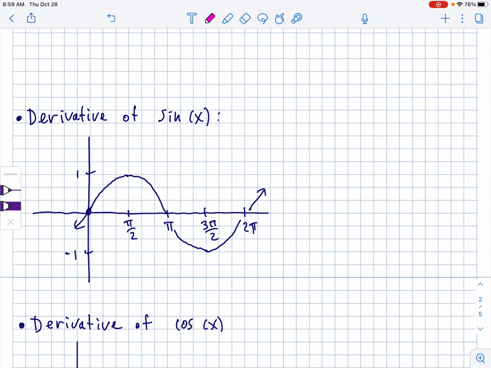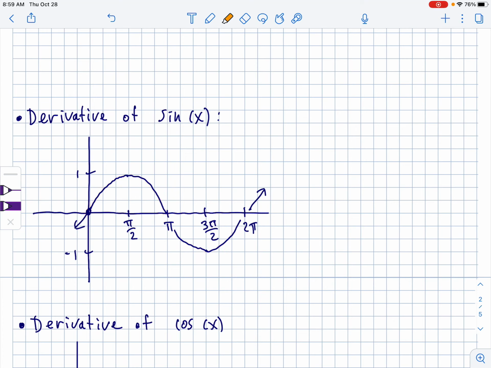Okay, you guys, the derivative of sine of x. Let's start with a quick review about what sine of x is. Sine of x from 0 to 2 pi is a mountain and a valley. It starts at 0, goes up the mountain, back down, into the valley, back up and out.